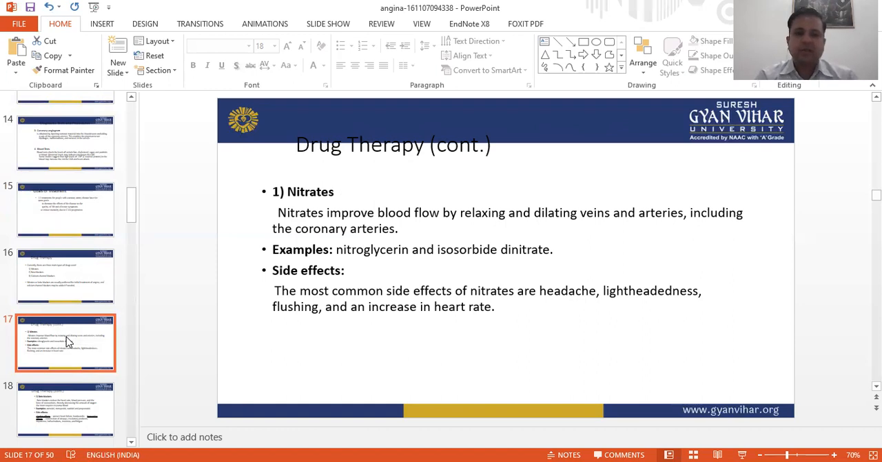Side effects. The most common side effects of nitrates are headache, lightheadedness, flushing, or increase in heart rate.